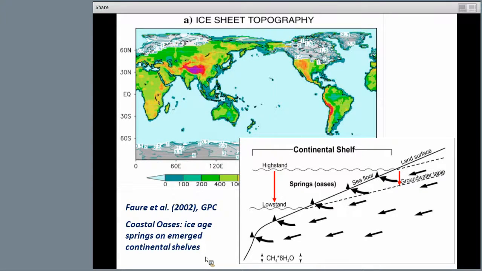And sea level control is critical in understanding global change. Over glacial-interglacial timescales, the sea level has gone up and down more than 100 meters, so it's a moving target. The rivers down-cut, and the groundwater seeped out, as described beautifully in this paper called Coastal Oases, Ice Age Springs and Emerged Continental Shelves. With all these emerged continental shelves, that's how groundwater followed the sea level and formed extensive coastal wetlands.